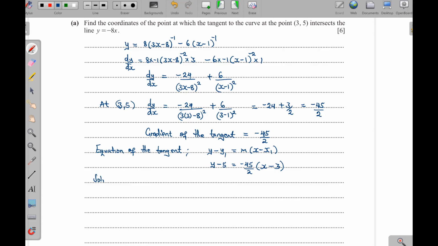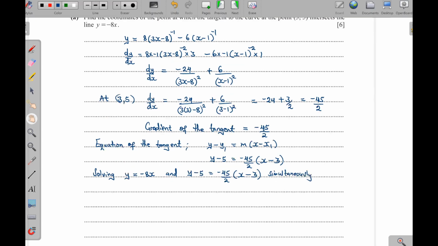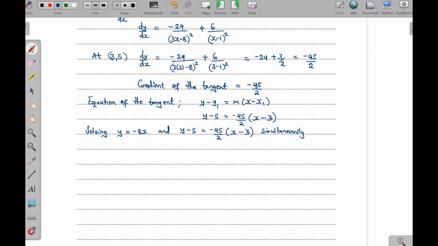And then I say solving y is equal to -8x and this one here simultaneously. So what do we do? Where there is y in here, you can put this minus 8x. So that means I can have minus 8x, then minus 5, which is equal to negative 45 out of 2 into x minus 3. Then we can cross multiply.